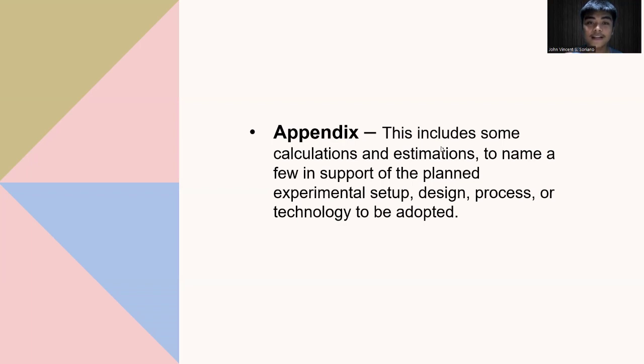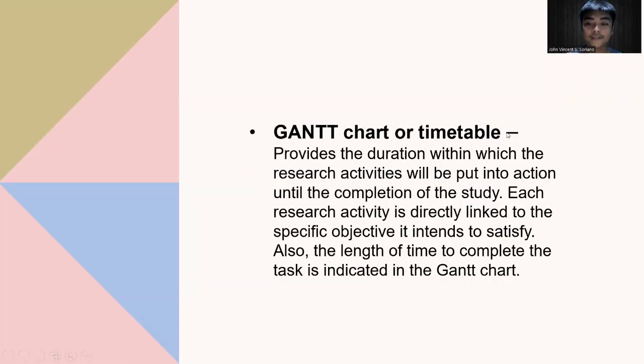Next is the Gantt chart or timetable. So this chart or timetable provides the duration within which the research activities will be put into action until completion of the study. So take note, the Gantt chart provides the duration of your research activities from the very beginning until it is finished. And each research activity is directly linked to the specific objective it intends to satisfy. Also, the length of time to complete the task is indicated in the Gantt chart.